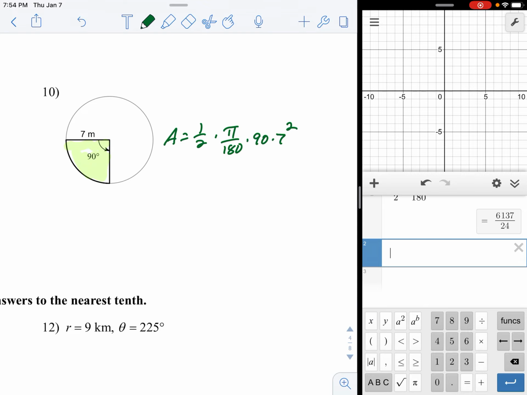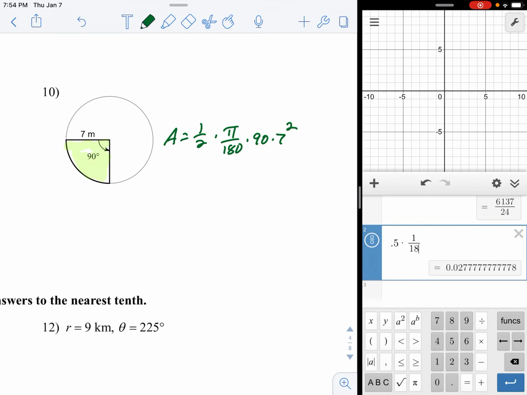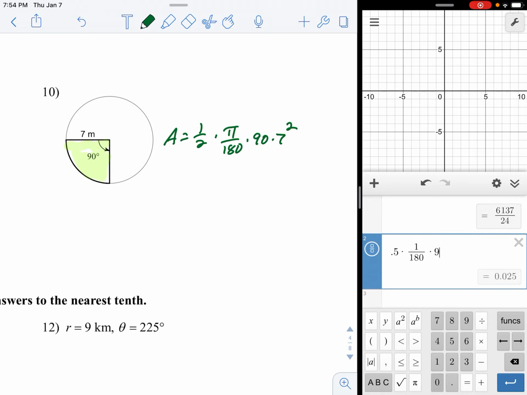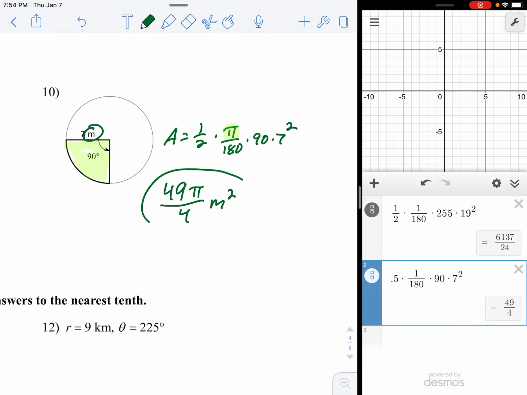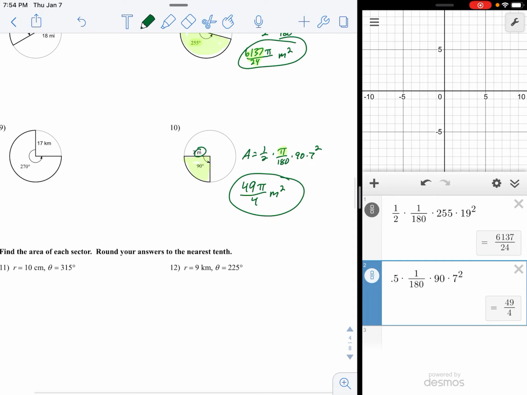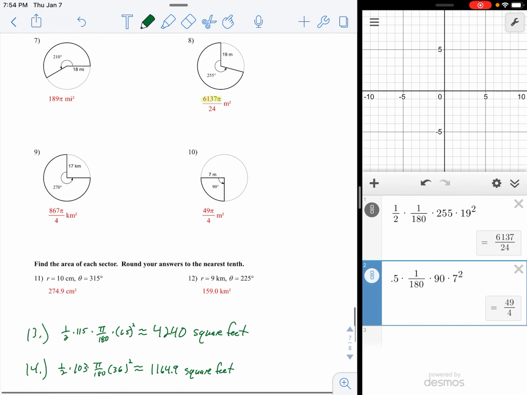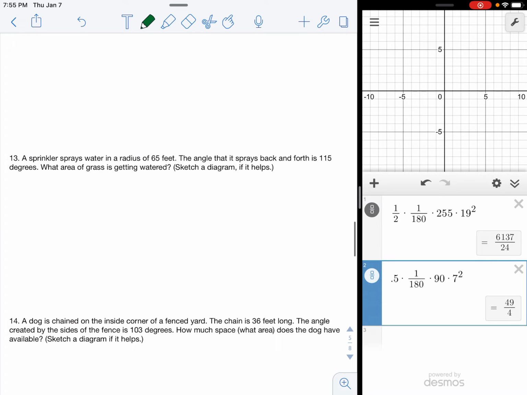So on the calculator, 1/2, heck, you can use 0.5, it's easier to type in, times 1 over 180 times 90 times 7 squared. 12.25, hit the fraction button, that's 49/4. Now the pi from that numerator, just stick it in this numerator. Meters becomes square meters. And that's our area for number 10. Right there. Good. Glad to see I'm not messing this up.